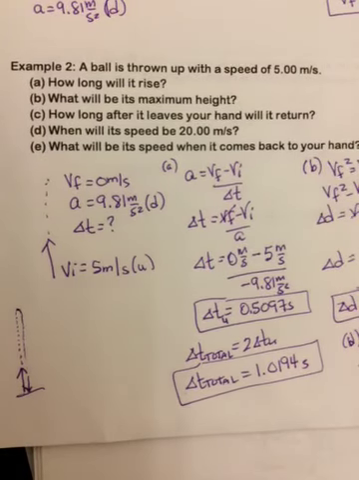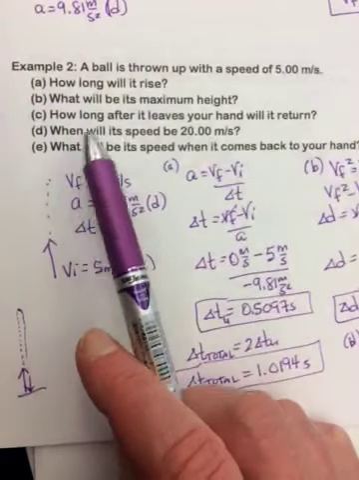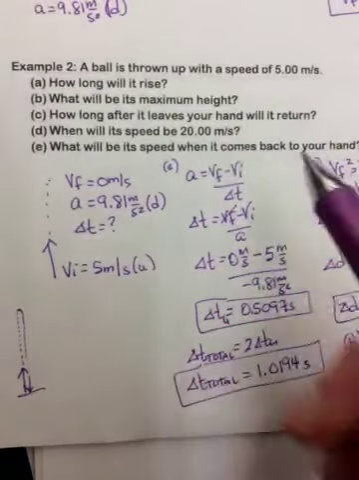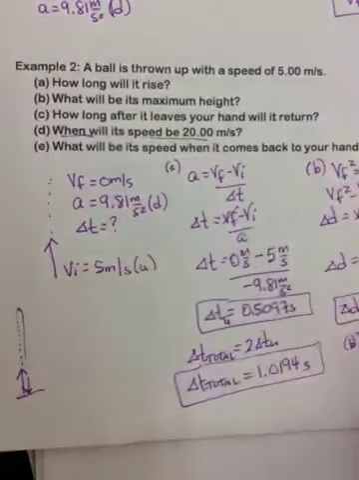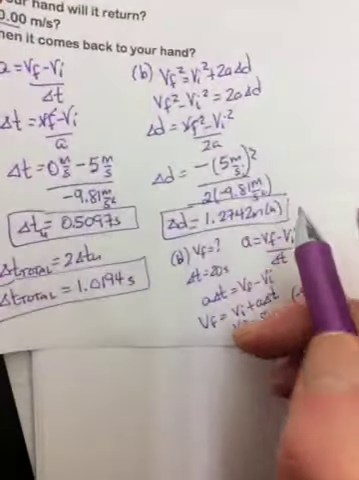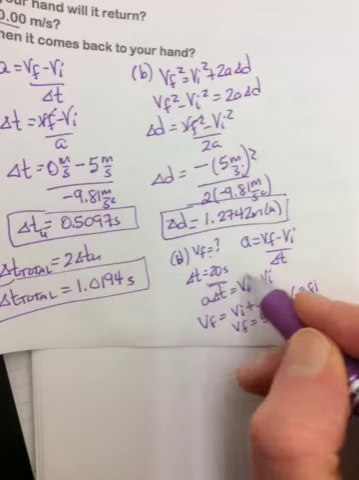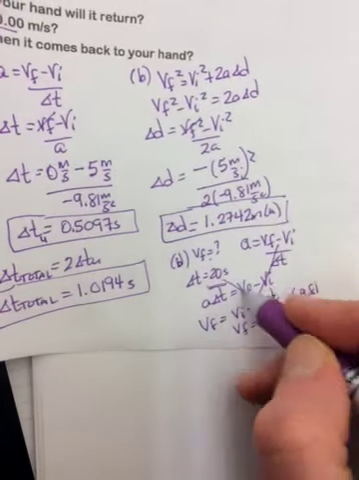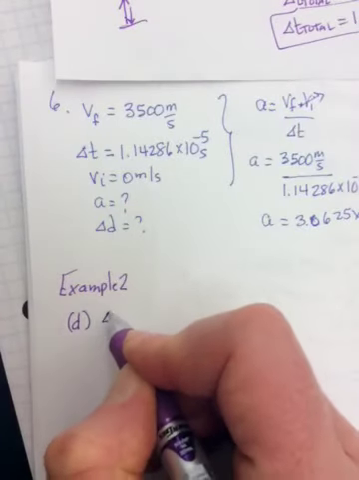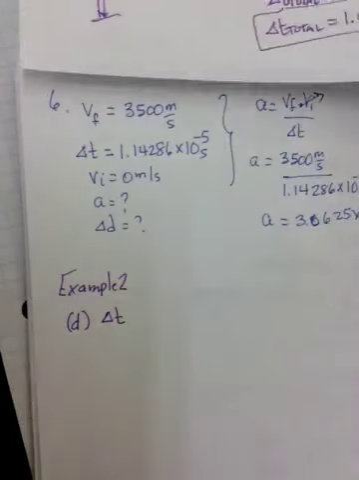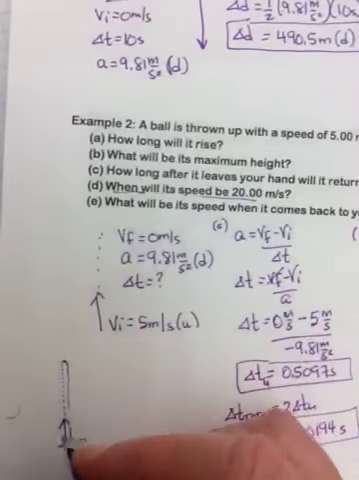Okay, while the last video was uploading, I reread example 2, part D, and realized it said when will its speed be 20 meters per second. I was thinking it was asking what would our speed be after 20 seconds, so ignore this. All right, and so it wants to know when. It wants to know delta t. And it says 20 meters per second, but hang on a sec.